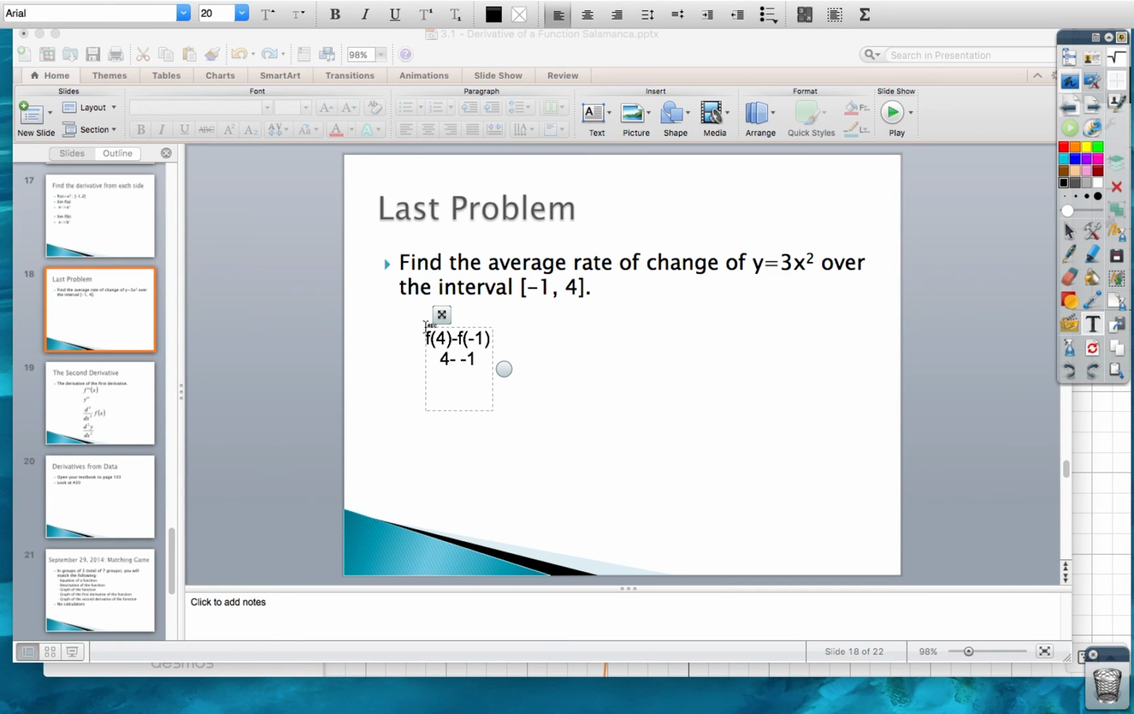So we know that f of 4 is going to be equal to 16 times 3, that's 48, minus f of -1, which is 3, divided by 5, because 4 minus -1 is positive 5. And then we're going to get 45 divided by 5, and 45 divided by 5, as we all know, is 9. So that's the average rate of change over the interval -1, 4.